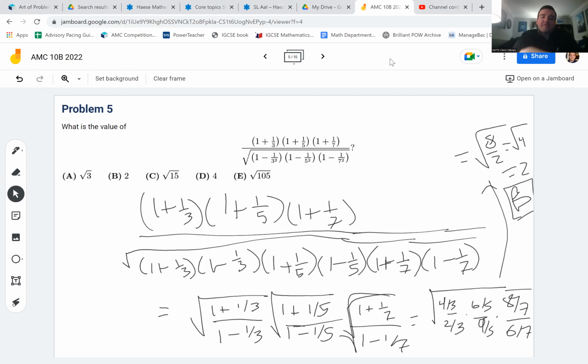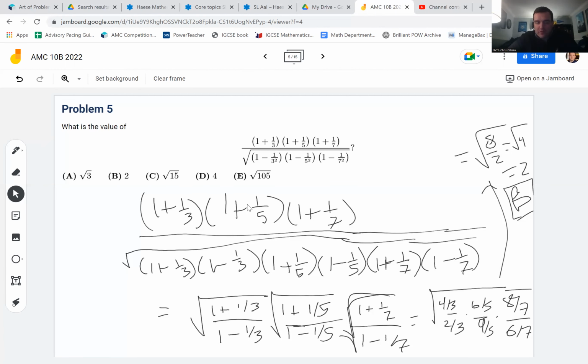Then what I noticed is that if I take 1 plus a third and divide by the square root of 1 plus a third, I'm left with the square root of 1 plus a third. So really what I have here is the square root of 1 plus a third over the square root of 1 minus a third. So I put here the square root of 1 plus a third over 1 minus a third.